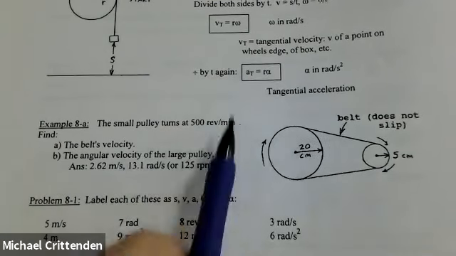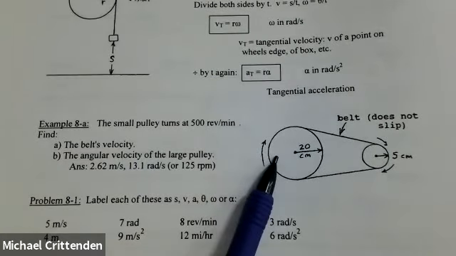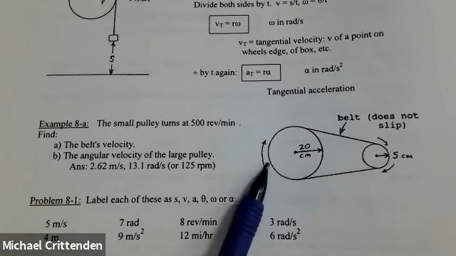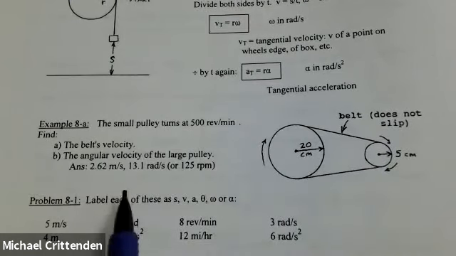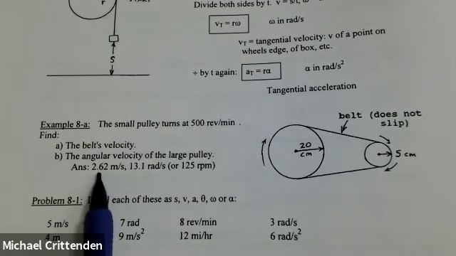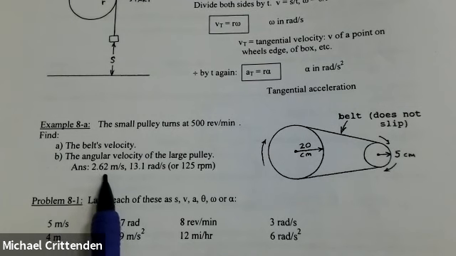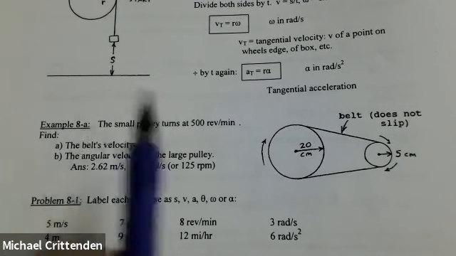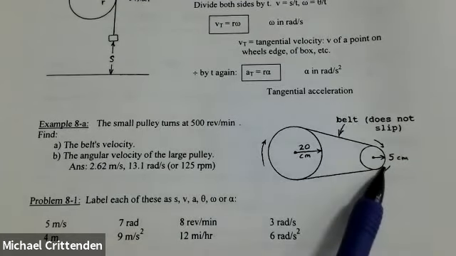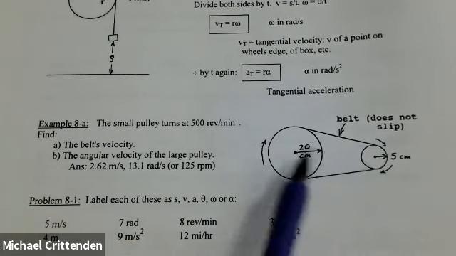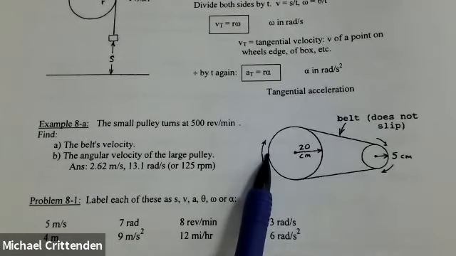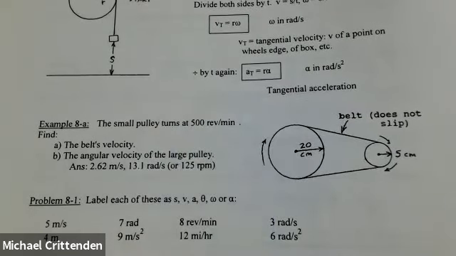For part B, it asks for the angular velocity of the bigger wheel. Well, after I've done part A, we'll know that the belt is moving at a little over 2.6 meters per second. The speed of a point on the edge of this wheel is the same as the speed of a point on the edge of this wheel, at least if it's working properly. The belt is not supposed to slip.